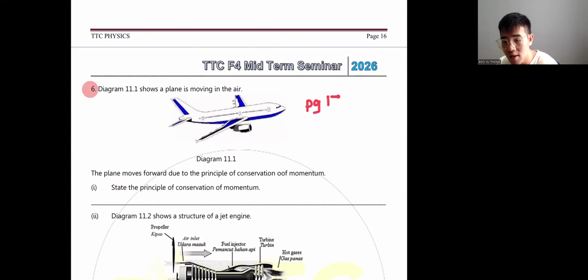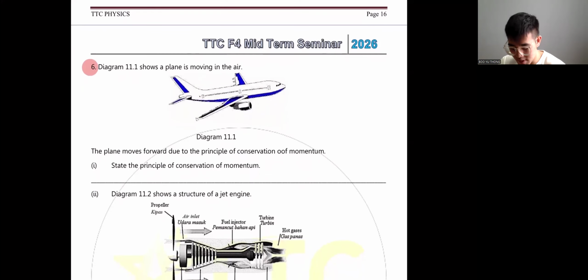The question says, diagram 11.1 shows a plane, an aeroplane is moving in the air. So the diagram, and then below the diagram, the question continues to say, the plane moves forward due to the principle of conservation of momentum. So do you guys still remember this principle?